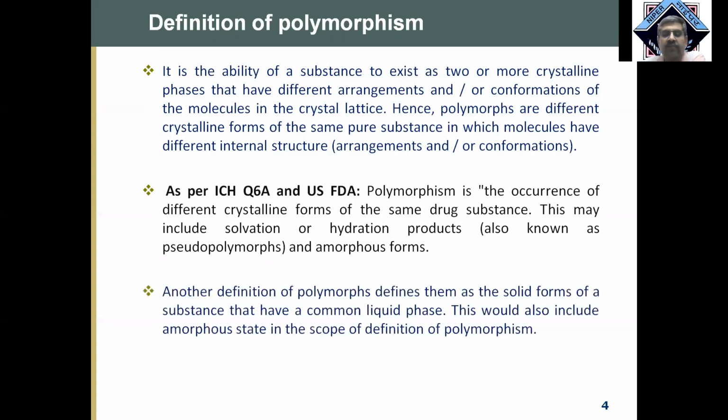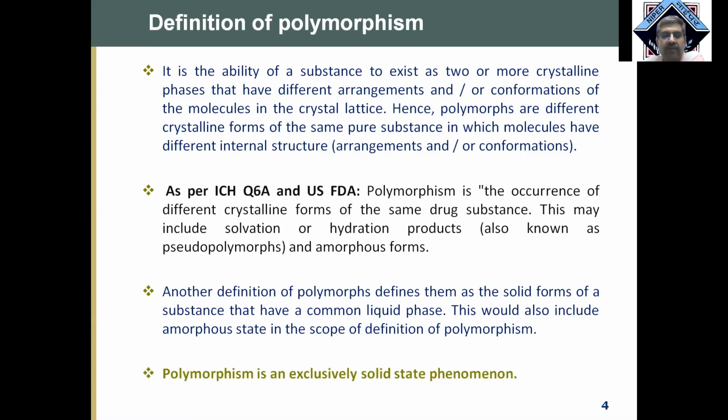Another definition of polymorphs defines them as the solid forms of a substance that have a common liquid phase. This would also include amorphous state in the scope of the definition of polymorphism. Although amorphous form is not crystalline in nature, still as per this definition, amorphous form would be included in the definition of polymorphism.